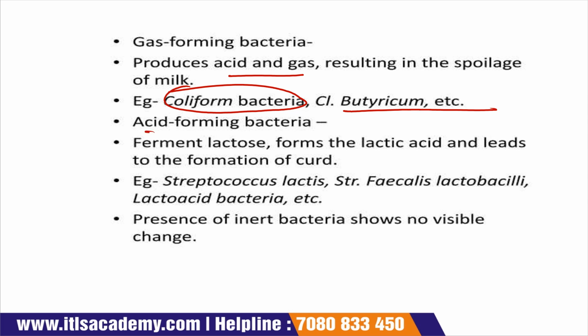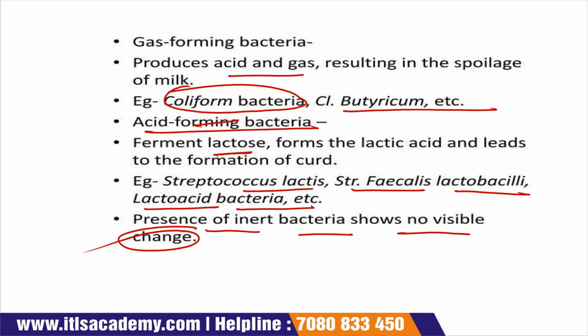Now the next one is acid forming bacteria. These acid forming bacteria ferment the lactose present in milk. When lactose is fermented, it forms lactic acid, and due to the formation of this lactic acid, curd is formed. The bacteria responsible for the production of lactic acid are Streptococcus lactis, Streptococcus faecalis, Lactobacilli, lactic acid bacteria, etc. Now presence of inert bacteria shows no visible changes.